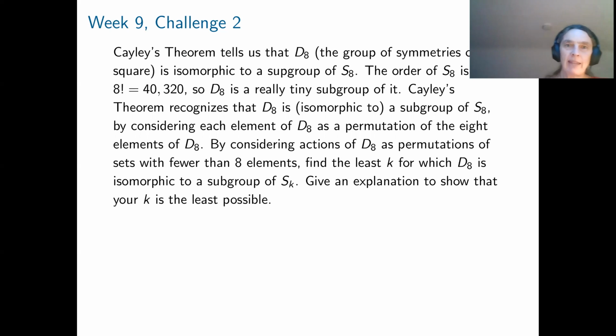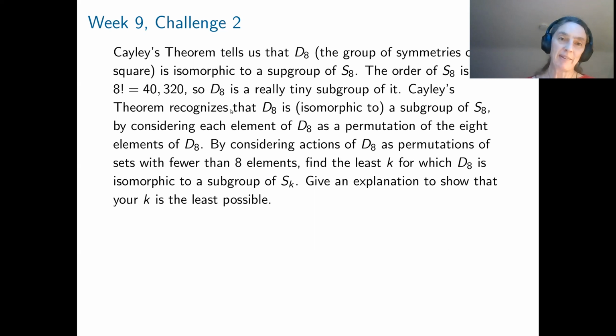Cayley's theorem tells us that D8, the group of symmetries of the square, a very nice group that we know well and can write out the table for, is isomorphic to a subgroup of the symmetric group of degree 8, S8, the group of all permutations of 8 objects. Small problem: the order of S8 is 8 factorial, which is 40,320. D8 has order 8, so it's a really tiny subgroup of S8. If we want to understand D8 by studying S8, that's probably a bit of overkill.